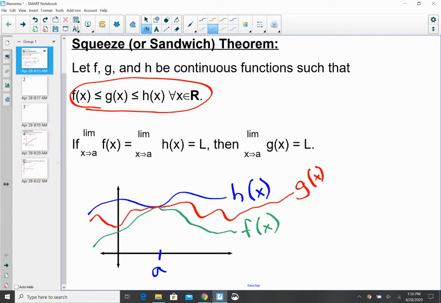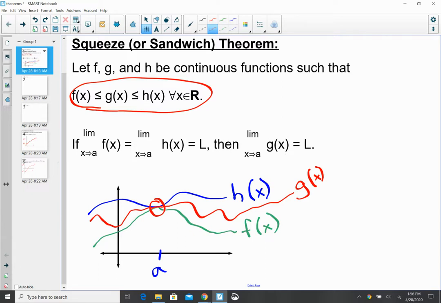Now you notice f and h, they're kind of like pieces of bread. And g is your bologna. So you're making yourself a bologna sandwich here. Hence the name sandwich, or sometimes squeeze theorem. I prefer squeeze theorem myself because the h and the f squeeze together at this particular spot so that g, who always has to be in between f and h, has the same limit.